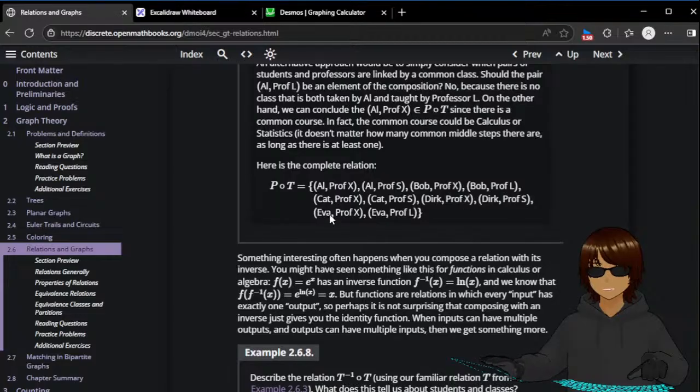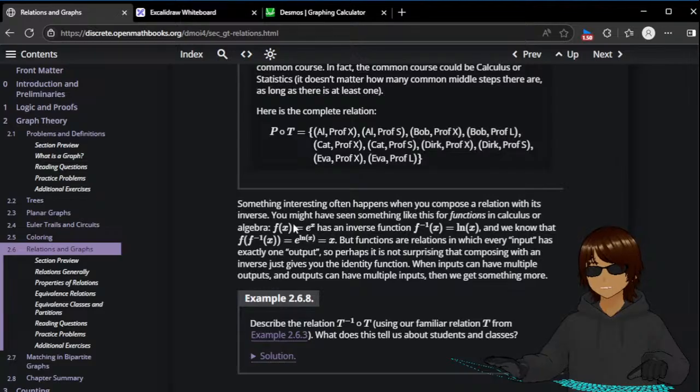DS, DX, DS, EXL. Something interesting often happens when you compose a relation with its inverse. You might have seen something like this for functions in calculus and algebra. So a function has an inverse, and we know that a function with its inverse gives x back, but functions are relations in which every input has exactly one output. So perhaps it is not surprising that composing with an inverse just gives you the identity function. When inputs can have multiple outputs and outputs can have multiple inputs, then we have something more.